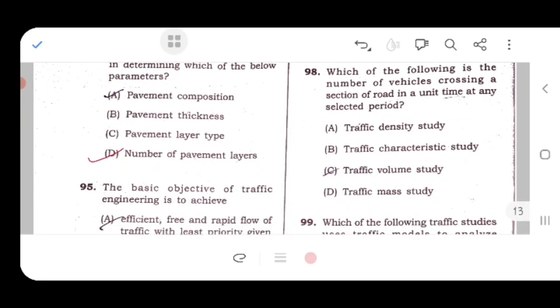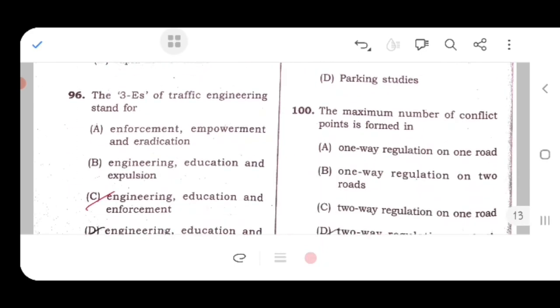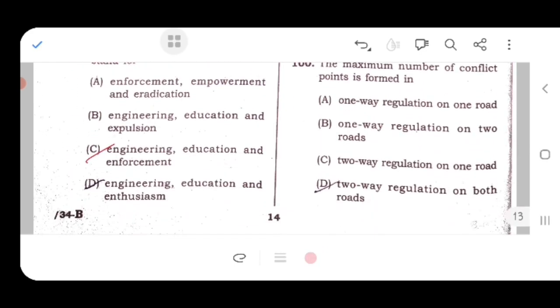Which of the following is the number of vehicles crossing a section of road per unit time at any selected period? Traffic volume study. Which of the following traffic studies uses traffic model to analyze traffic? Calibration study. The maximum number of conflict points is formed in two-way regulation on both the roads.